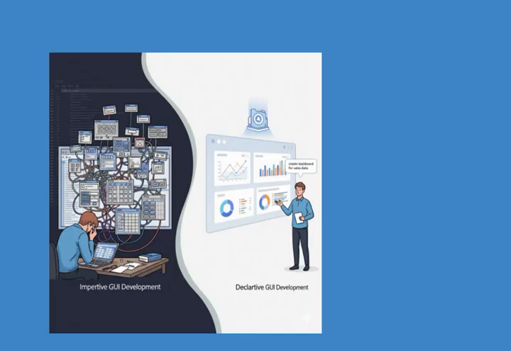The main thing really is how you're talking to the computer. With imperative, you're giving very specific step-by-step instructions, like do this, then do that, to build and change the UI. Declarative, on the other hand, is more about describing what you want the UI to look like based on the data you have right now. And then the framework itself figures out how to make that happen.